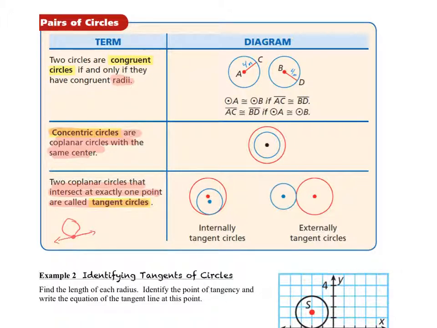But tangent circles hit at one point, so that could happen inside, and they would be internal tangent circles. And that could happen with two circles next to each other where they're hitting at one point, and so those are externally tangent circles.